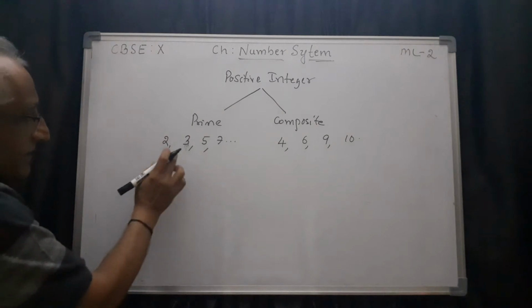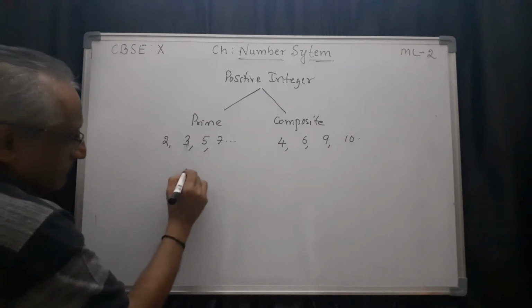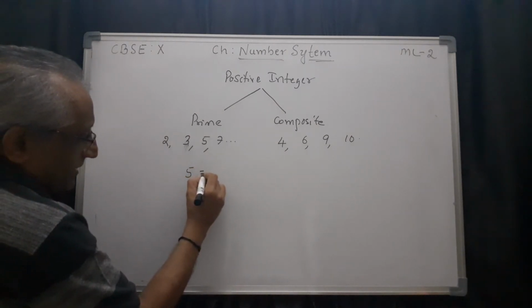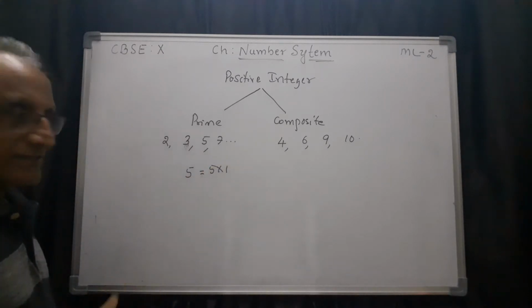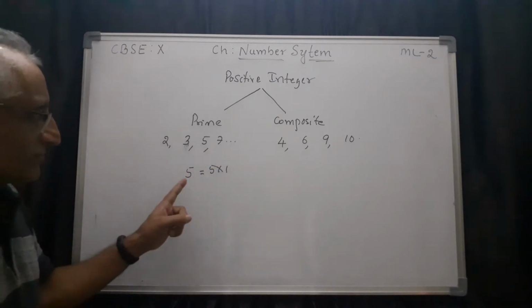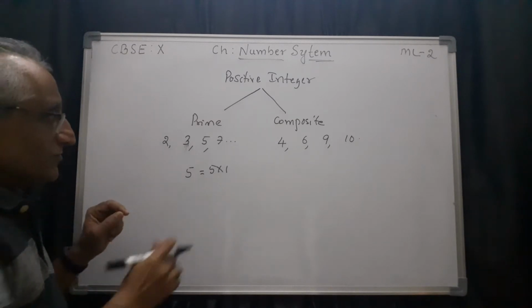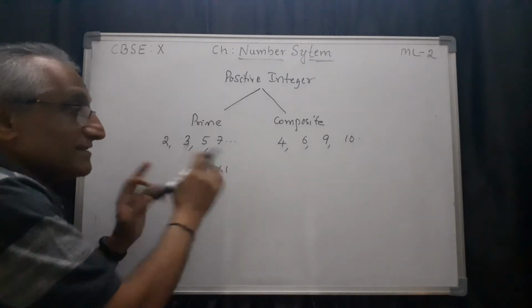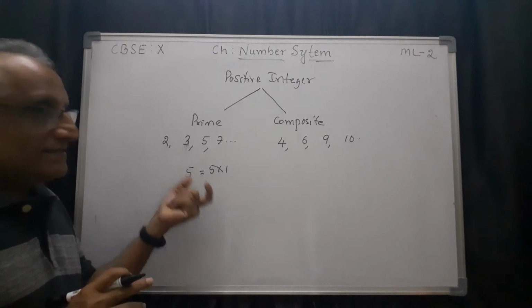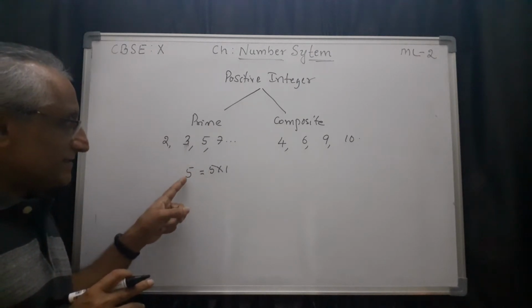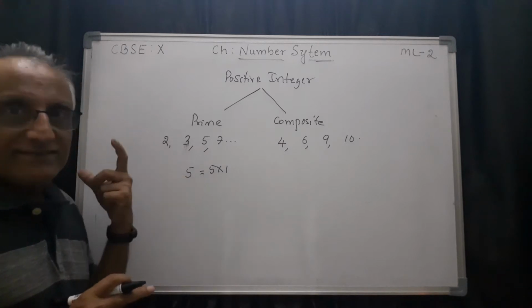Now, if you take any prime number, for example 5, you can write 5 as 5 into 1 only, or 1 into 5. Both are one and the same, commutative. So this is only one possibility. You cannot factorize them with any other number. By definition, a prime number is a number divisible only by itself and 1. Therefore, this is the only factorization.